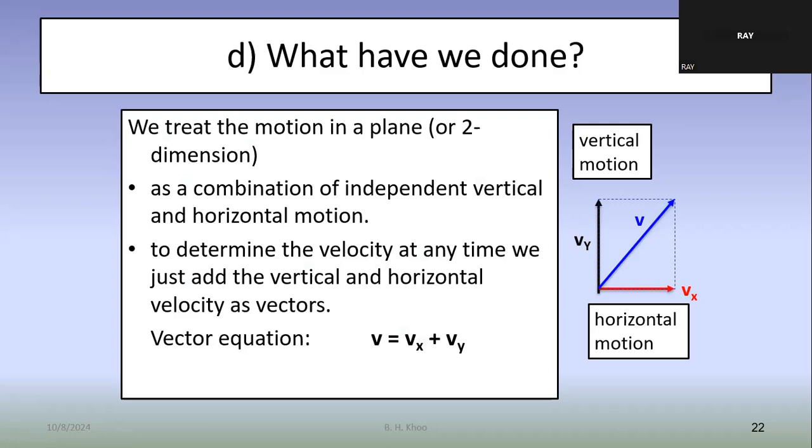What is the equation for Vx plus Vy? This is a vector equation. Pythagoras theorem? That means you have to draw out the triangle to find the resultant velocity. I'll show you next week. Why don't you use Pythagoras theorem? Yes, we have to use Pythagoras theorem, but this is a vector equation.